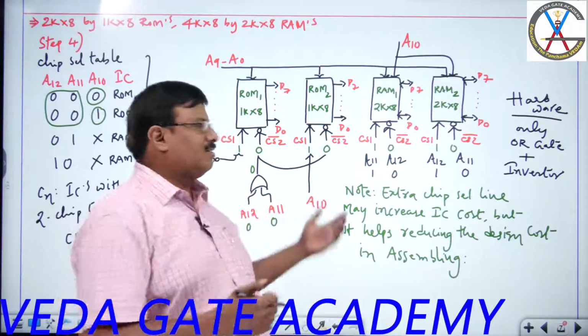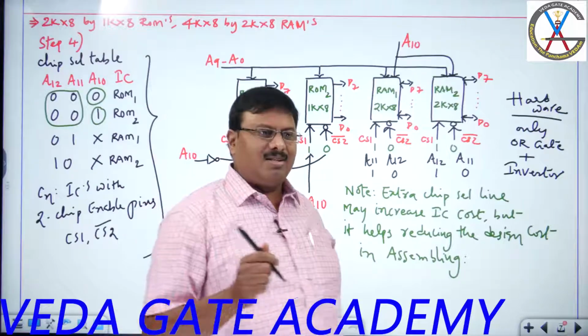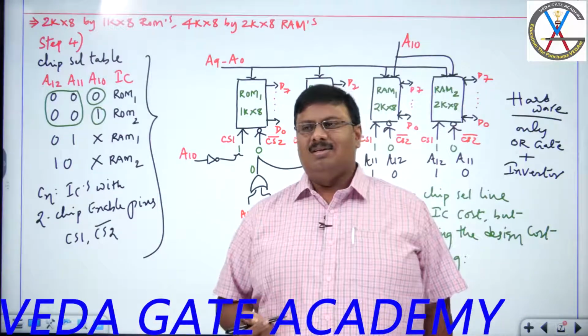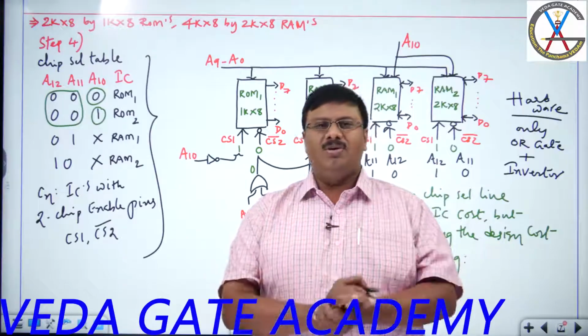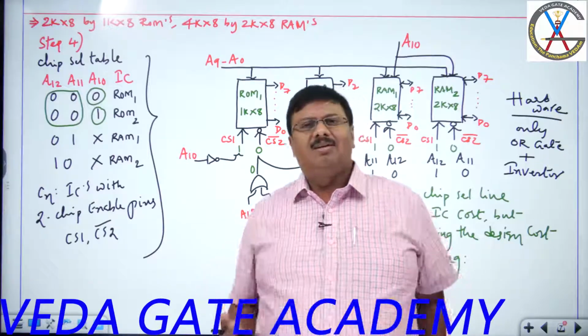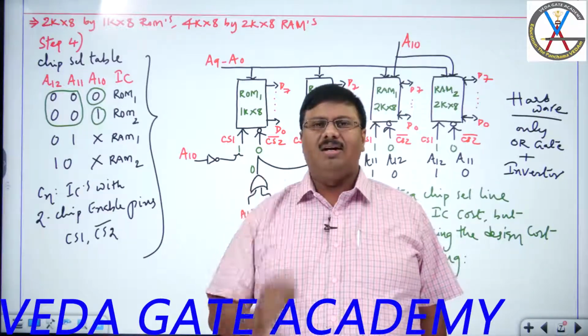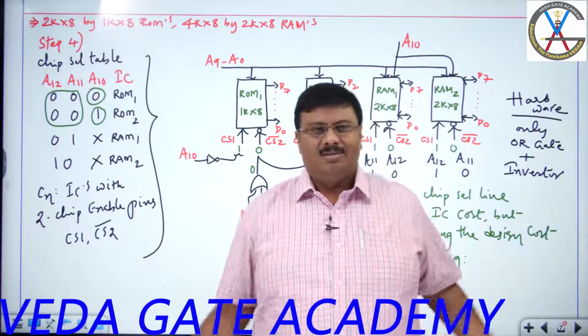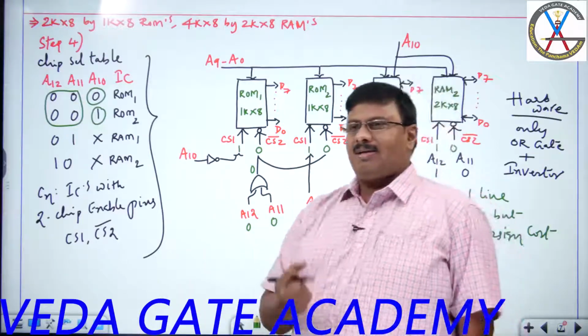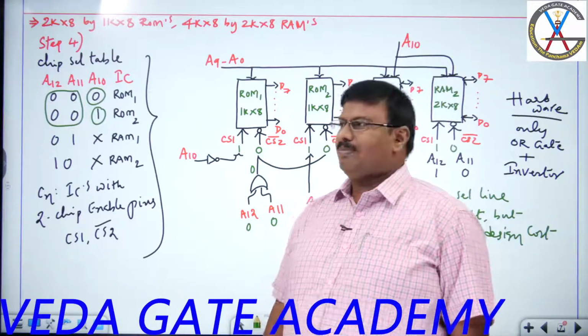assembling like this. Previously, ICs had only one chip enable line. At that time, we had to use a 2:4 decoder, 2 AND gates, and 1 inverter. But here, only one OR gate and one NOT gate solve the purpose. Complete. So, this is how the memory ICs assembling will take place.